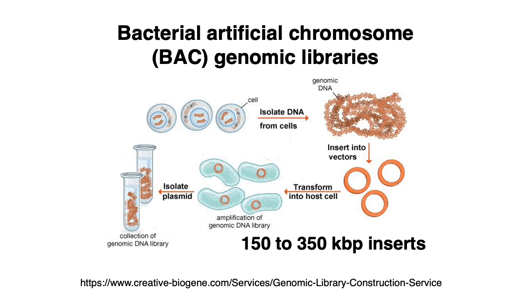Each individual BAC contains one large fragment from the original genome, and because you have multiple copies of the original genome sequence, you can have BACs with overlapping regions of the original genome.